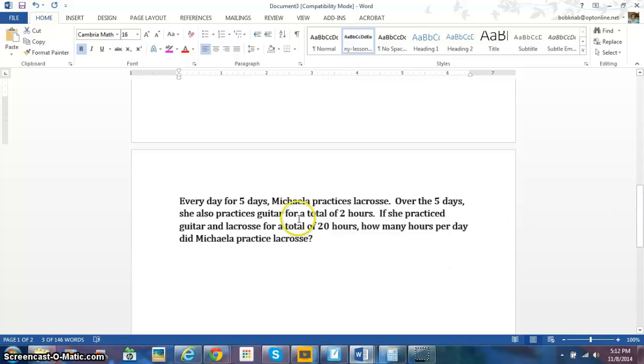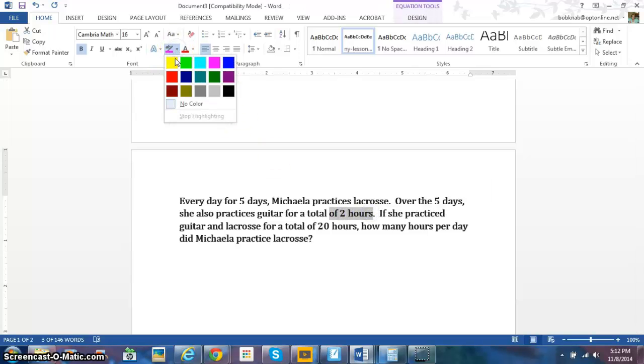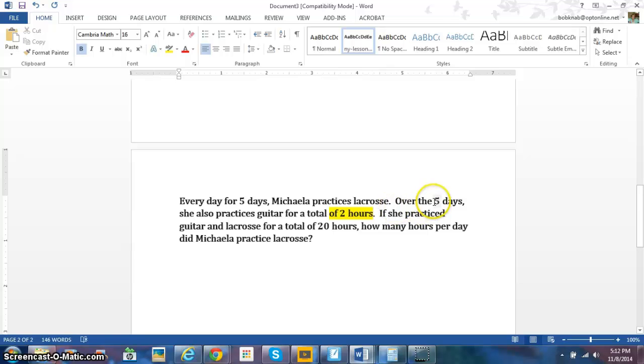This one says, every day for 5 days, Michaela practices lacrosse. Over the 5 days, she also practices guitar for a total of 2 hours. Well, definitely that 2 hours is going to be important. So we'll highlight that. 5 days, I'm sure, is going to be important. So we'll highlight that. If she practiced guitar and lacrosse for a total of 20 hours, that's going to be our equals. We want to know how many hours per day did Michaela practice lacrosse.